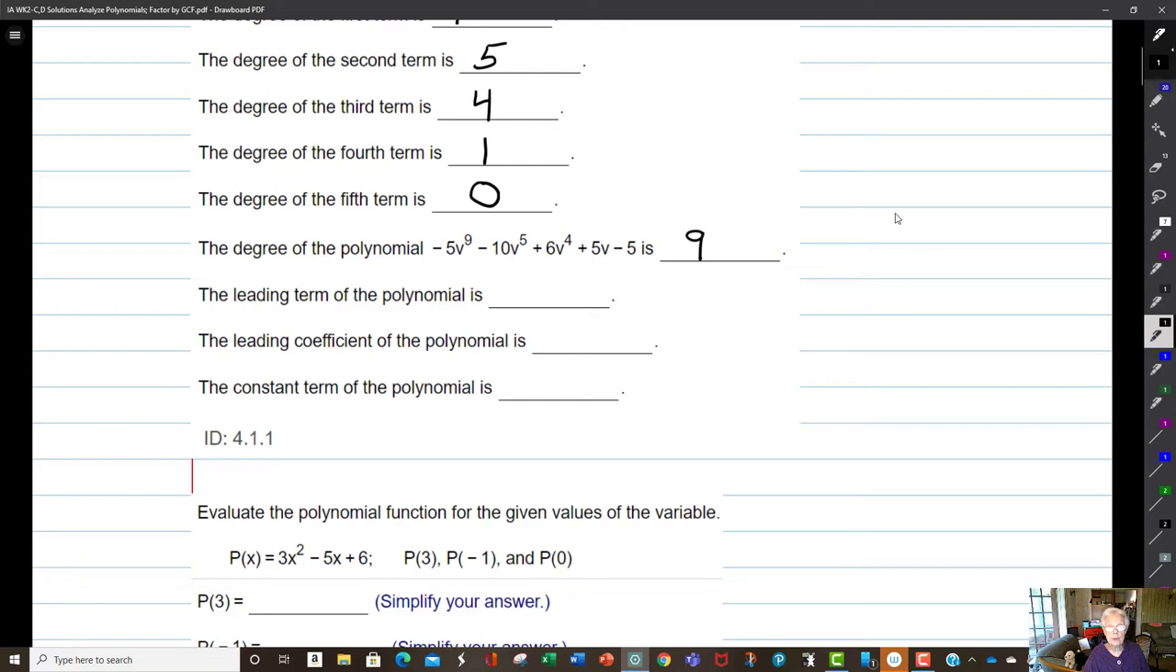The leading term is the highest degree term, negative 5v to the ninth power. The leading coefficient of the polynomial is the number in front of the highest degree variable, the highest power variable. The number in front is negative 5. That's the leading coefficient. The constant term of the polynomial is negative 5.